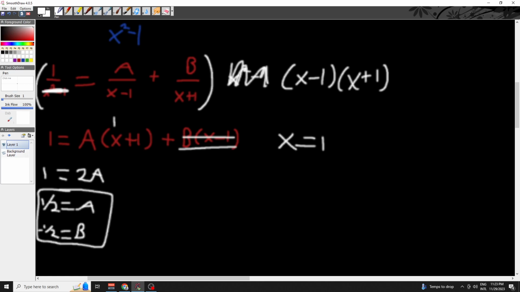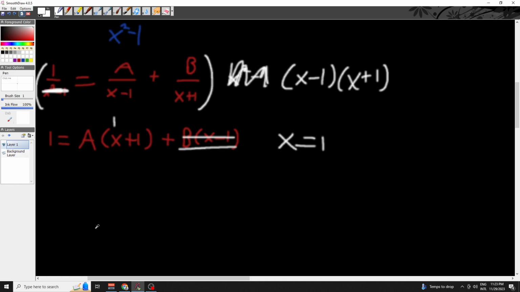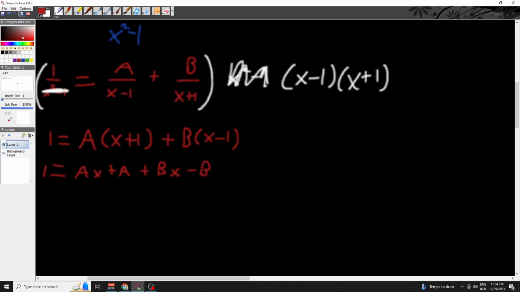The other way, which I recommend you do, because he seemed like he wanted you to do it this way, it's also kind of fun. You're also going to have to use it for the next problem anyways. What you do from here is you expand the terms. So you do 1 is equal to a of x plus a plus b of x minus b, because b times -1 is equal to -b.